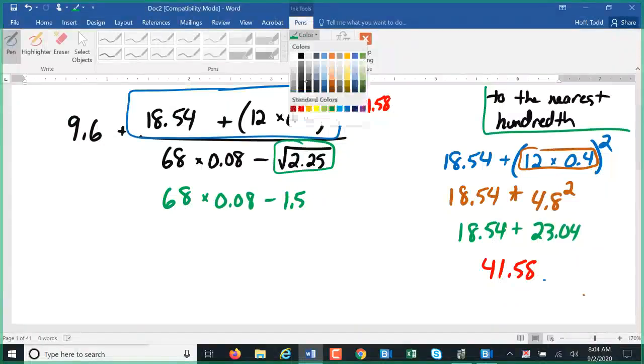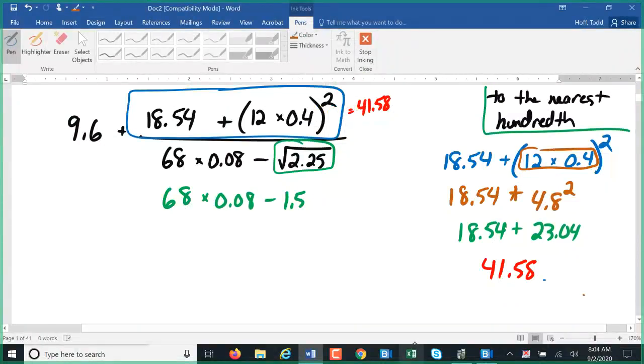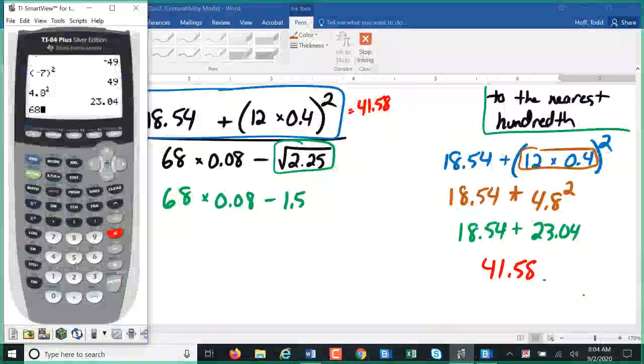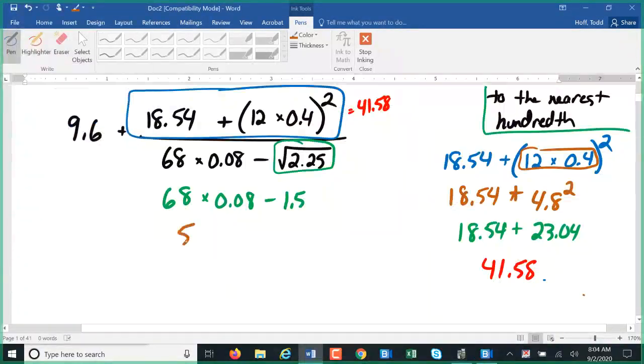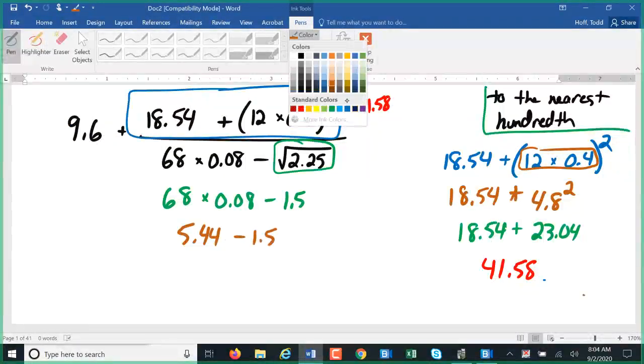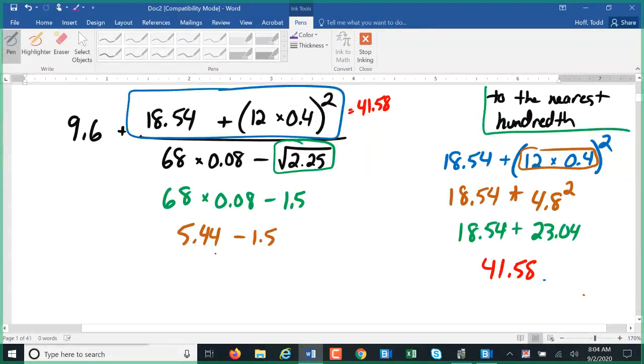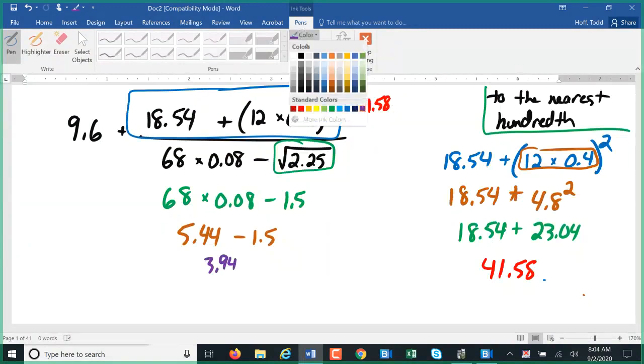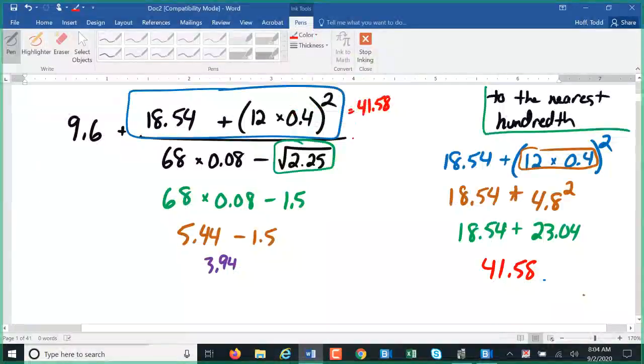Then we're going to multiply 68 times 0.08, giving us 5.44. 5.44 minus the 1.5 is 3.94. So the bottom of this is 3.94.